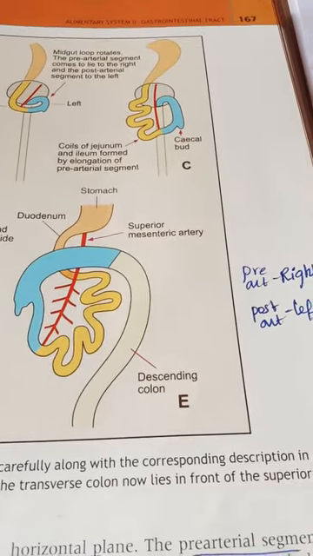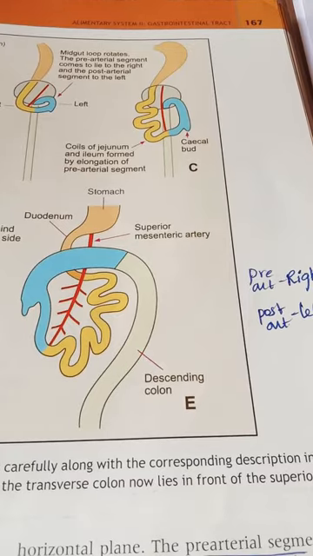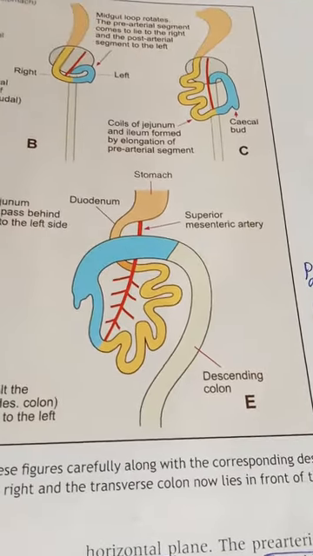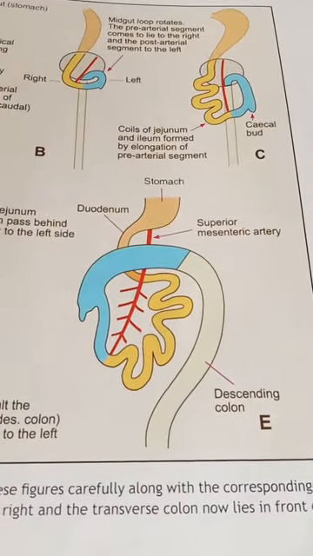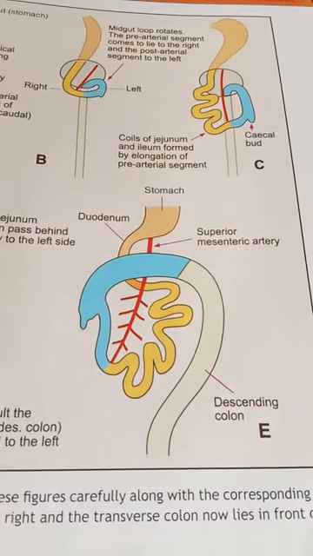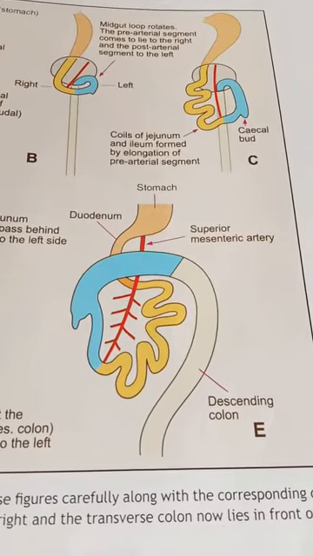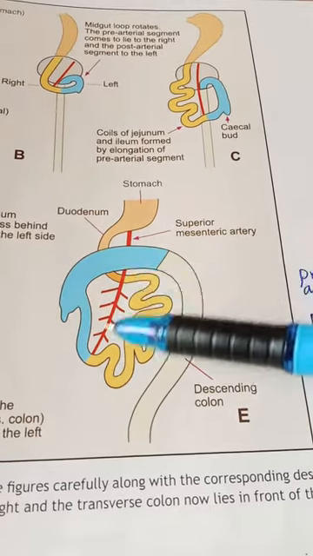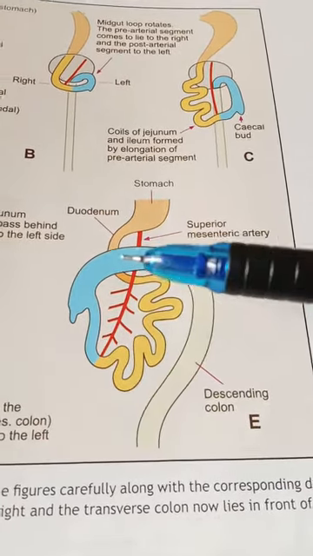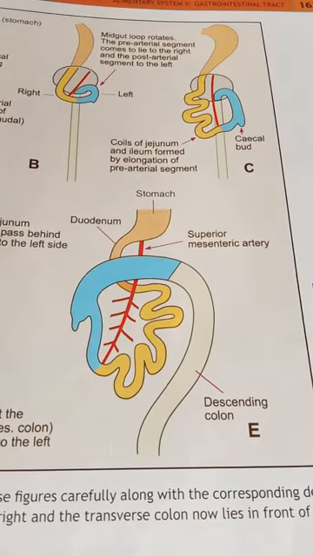And finally, the post-arterial segment of midgut returns to the abdominal cavity. The post-arterial segment, that is our blue color one, is again returning into the abdominal cavity and also rotates in the anti-clockwise direction. So the transverse colon now lies anterior to the superior mesenteric artery. So this is the superior mesenteric artery. The transverse colon is now above the superior mesenteric artery and the cecum lies towards the right side.